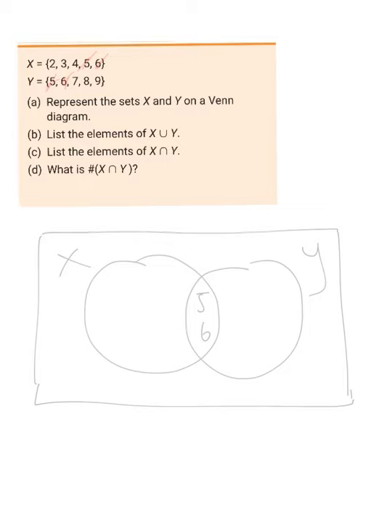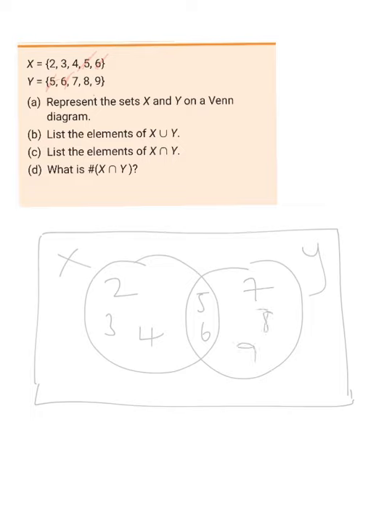Okay, so then you go back and see what is left in X, and what is left in X is 2, 3, and 4. So then you fill in 2, 3, and 4. And then dealing with Y, you see what is left in Y. We got rid of the 5 and the 6, so what's left is 7, 8, and 9. And that goes in: 7, 8, and 9.